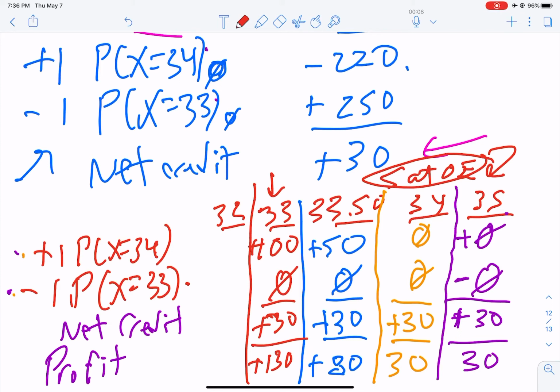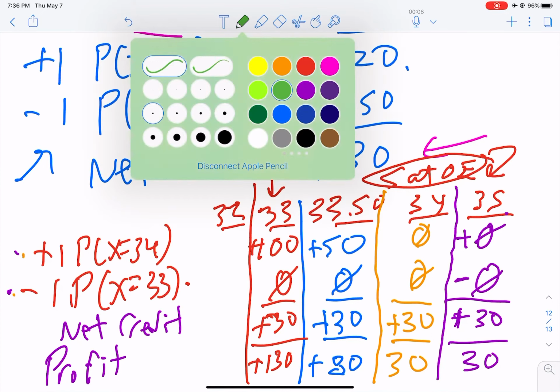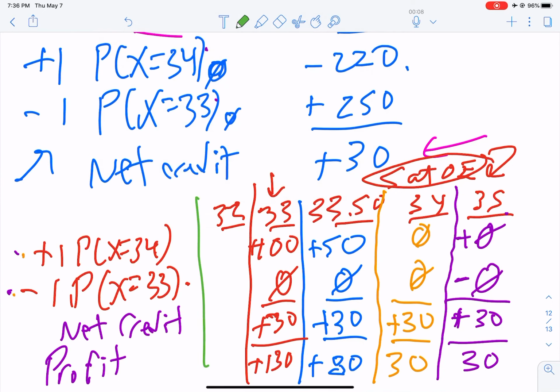And then let's look at a price of 32. Well, if the stock price is 32 at option expiration, then the right to sell at 34 is worth $200. The right to sell at 33, well, the intrinsic value when the market price is 32 is $1 a share, or 100 per contract.